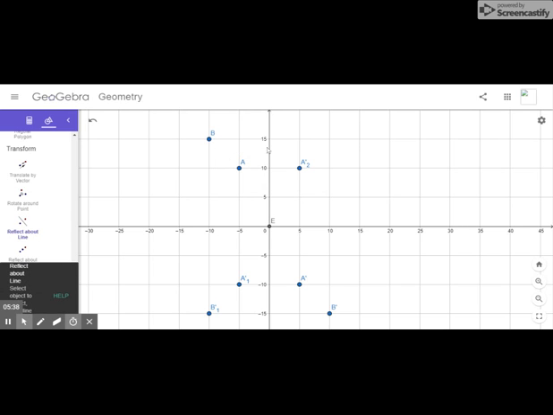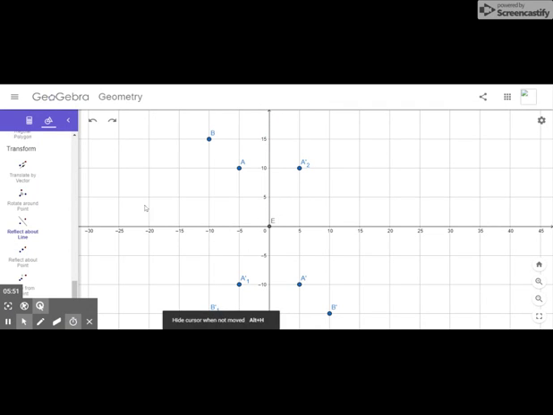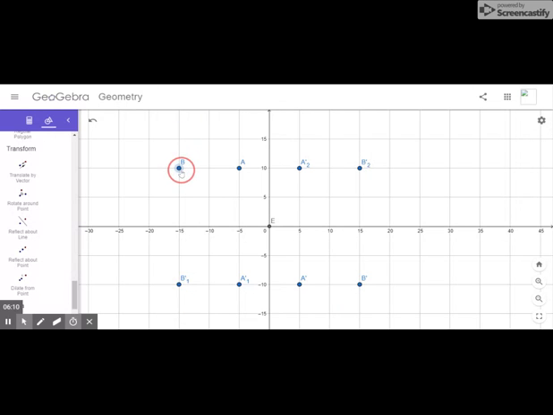If I reflect point B across the x-axis, so I select point B, I'm going to reflect point B across the y-axis. I'm sorry about that. So let me clarify. Point B reflected about the y-axis, you'll see it creates point B prime 2. And then if I go to move point B, wherever I move point B, there is a reflection and a rotation that correspond.